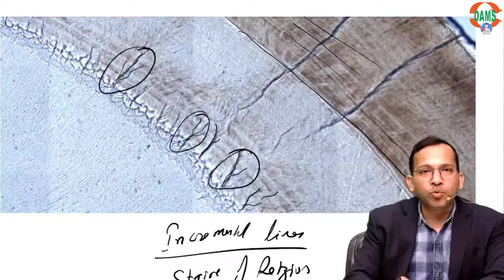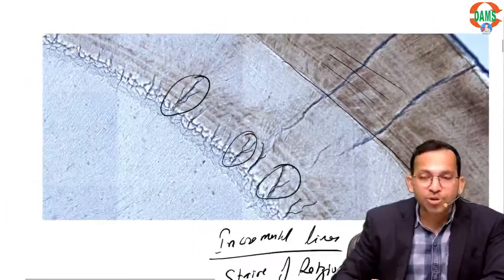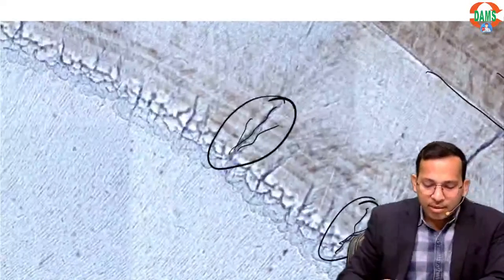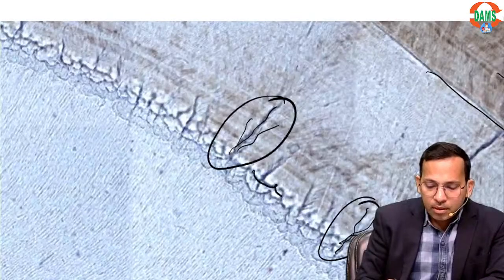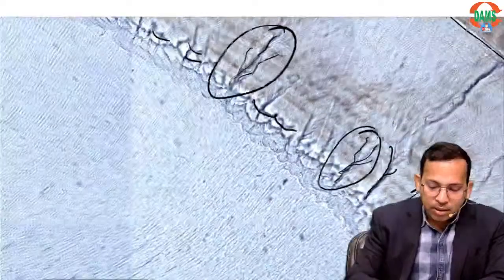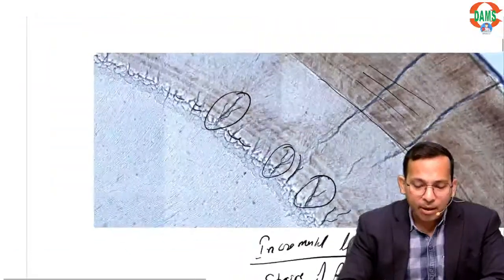And again, you can appreciate the enamel lamellae here, right? What else can you appreciate here? Can you appreciate the DEJ here? See, this is the dentino-enamel junction, right? So again, this is a decalcified section showing the dentine and enamel.